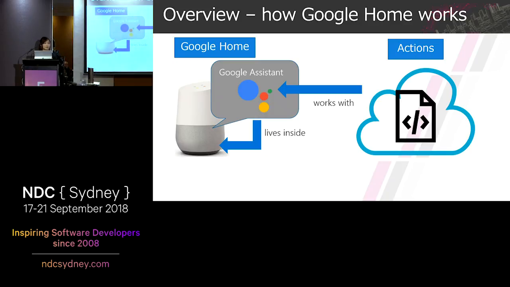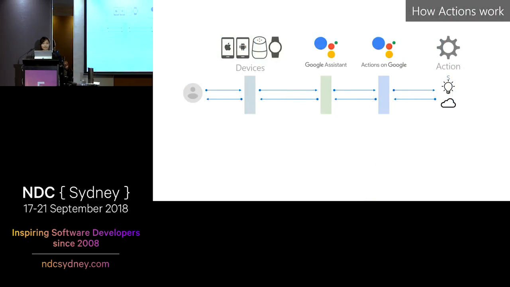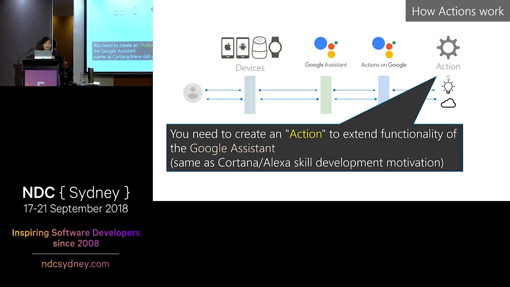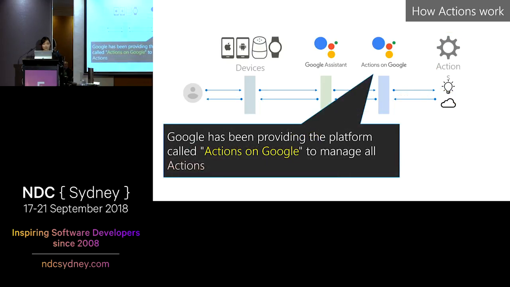So if we want our code to run on Google Home, you have to develop here. You have to develop actions. This is an overview of how to extend the functionalities of Google Assistant. As I said, you need to create an action to extend the functionality of the Google Assistant. And Google has been providing the platform called Actions on Google to manage all actions.